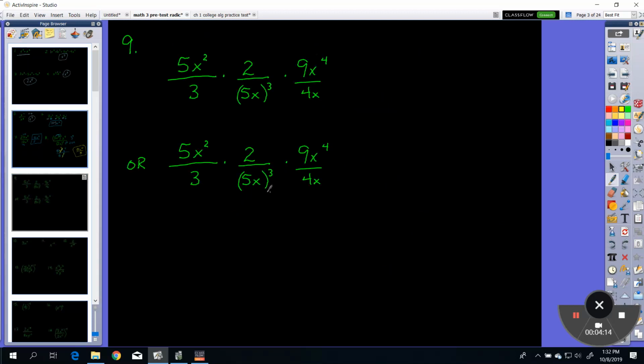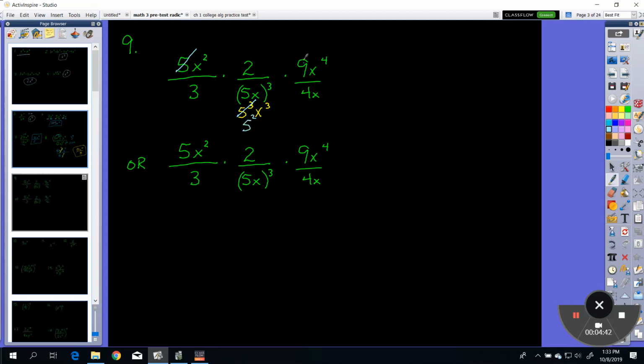So number 9. I'm going to show you 2 different ways to do this. So this is 5 cubed, which means I have 5 times 5 times 5, and x to the cubed. Because there's a 5 on the top and 1 on the bottom, so there's 1 here and 3 here, so that can cancel that out and leave me with 2 of them.